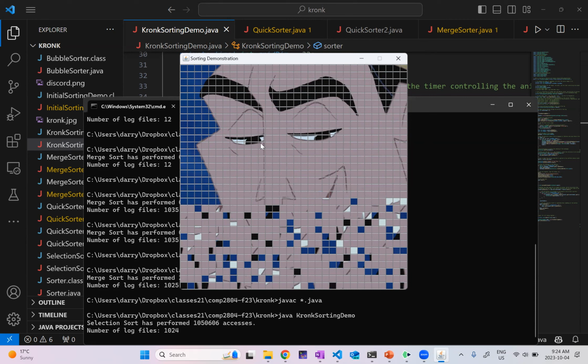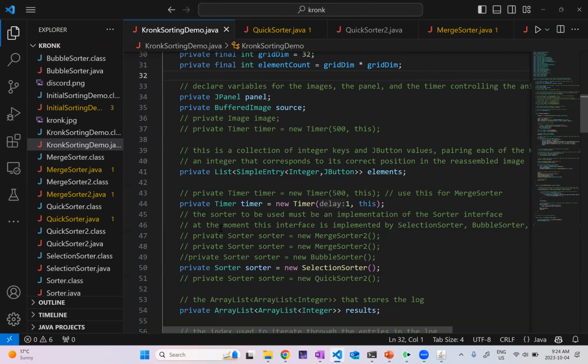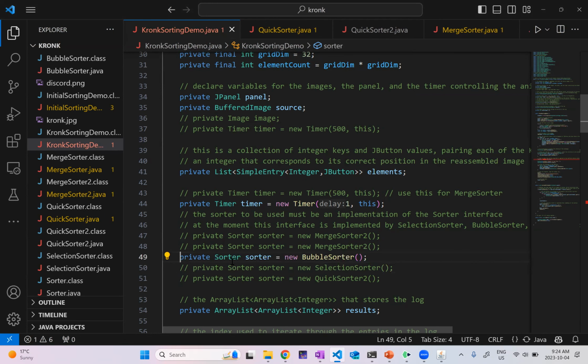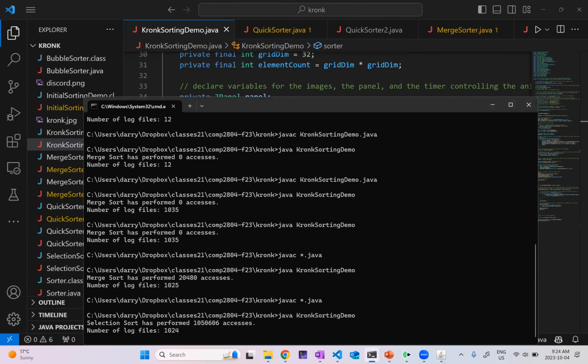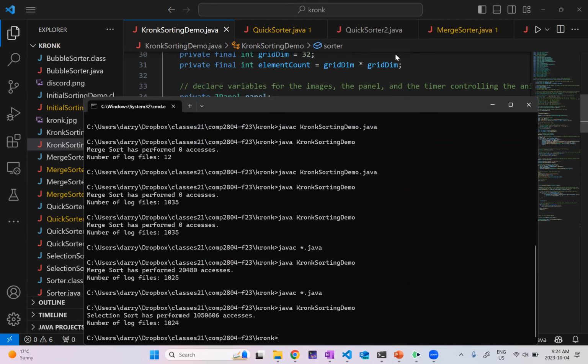Okay, and in addition to that, that is really slow. Okay, I think we get the picture. Bubble sort, and then I'll show you quick sort. Quick sort is not as nice a visualization as the merge sort, but you still kind of get an idea.